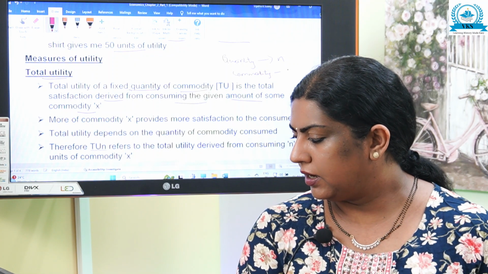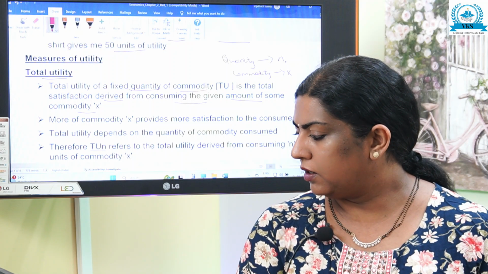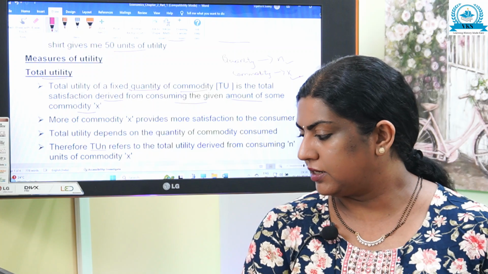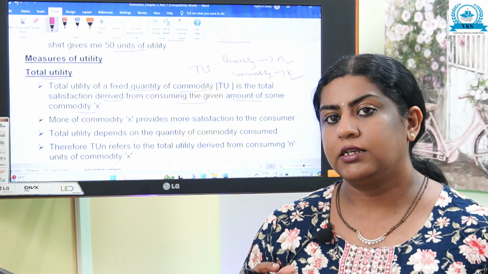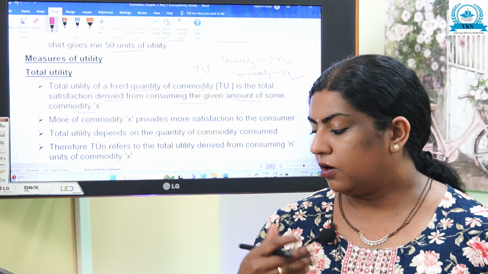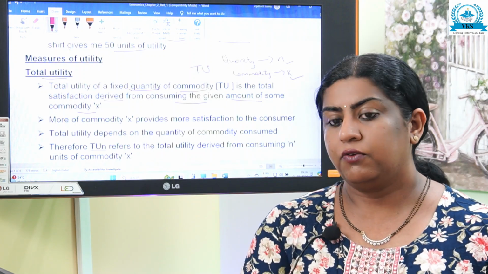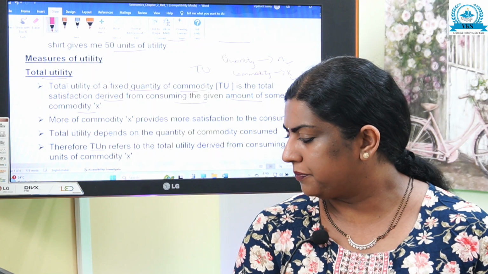Commodity is X. So by consuming N quantity of commodity X, how much utility you are getting, that is called the total utility or TU. More of commodity X, more satisfaction to the consumer. For example, you think if commodity X are bananas.